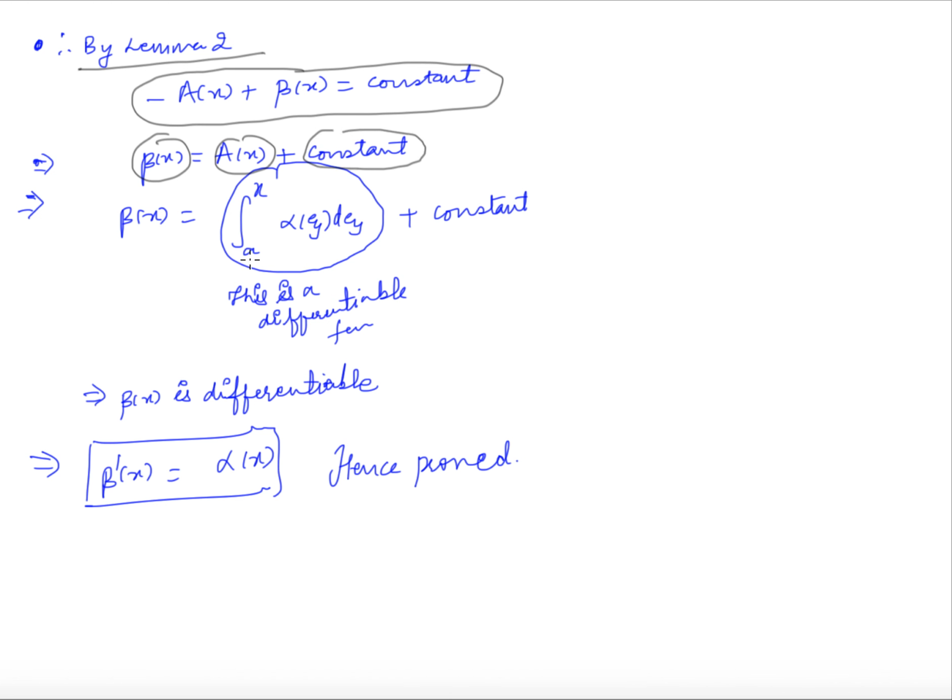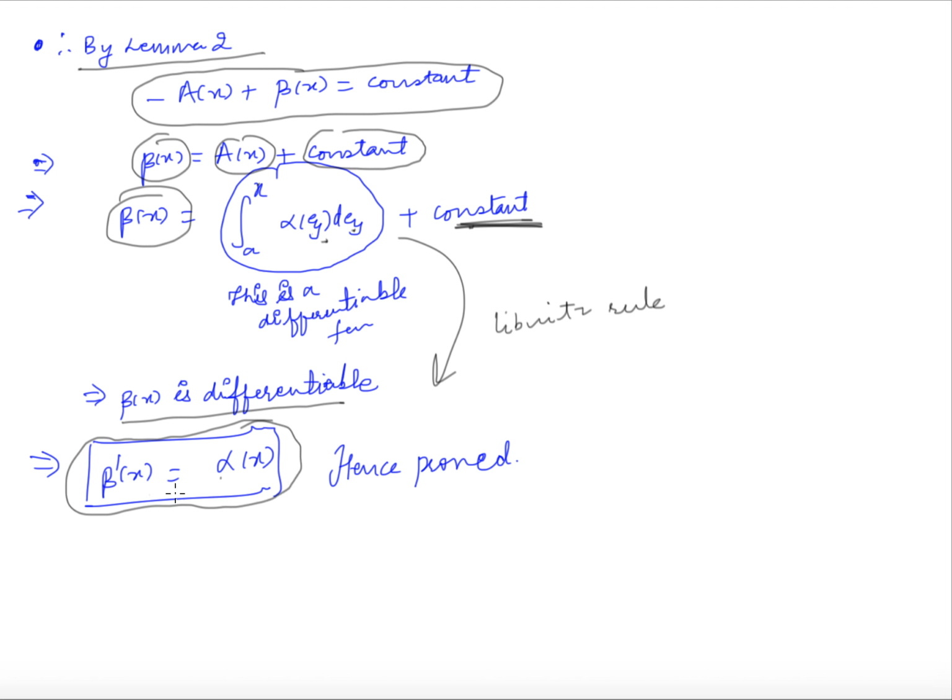And this A x is the integral from a to x of alpha zeta d zeta, and this is differentiable. We can prove that. So a differentiable function plus a constant means that beta x is differentiable. And you can derive this using the Leibniz rule. You can differentiate it. This will be dx by dx times the integrand computed at x, that is alpha x, plus the differentiation of a constant function, that is 0. So we proved that beta dash is equal to alpha x. So this was lemma 4. This lemma we will use for proving the Euler equation in the next lecture. Okay, thank you.